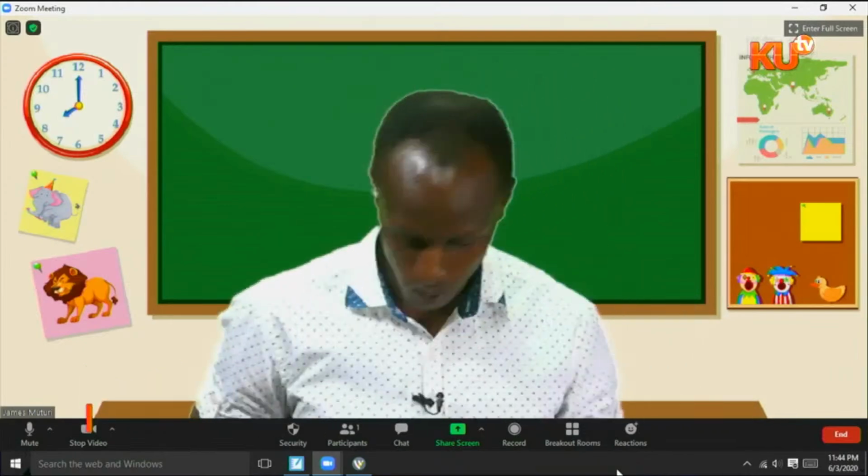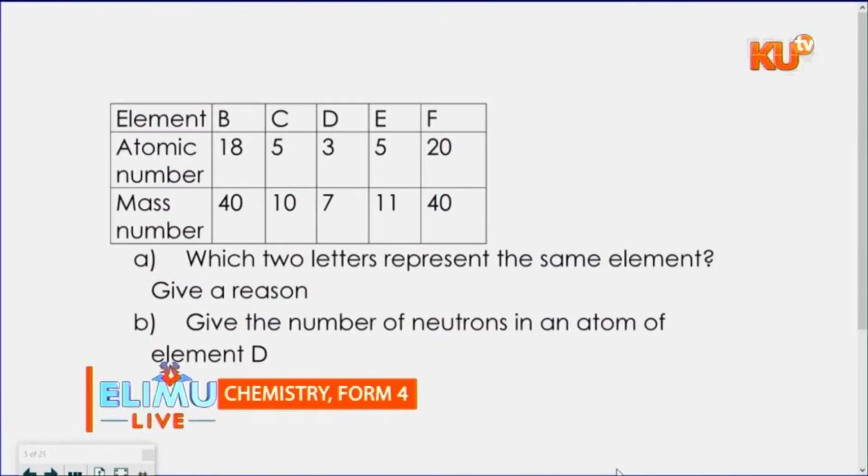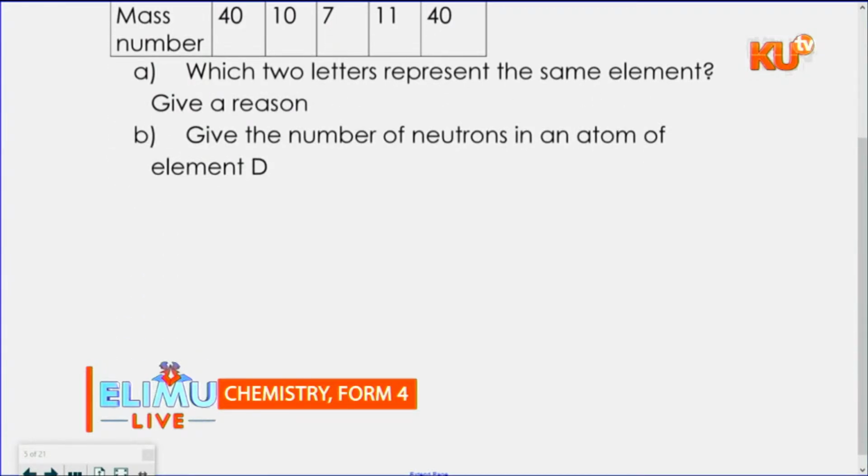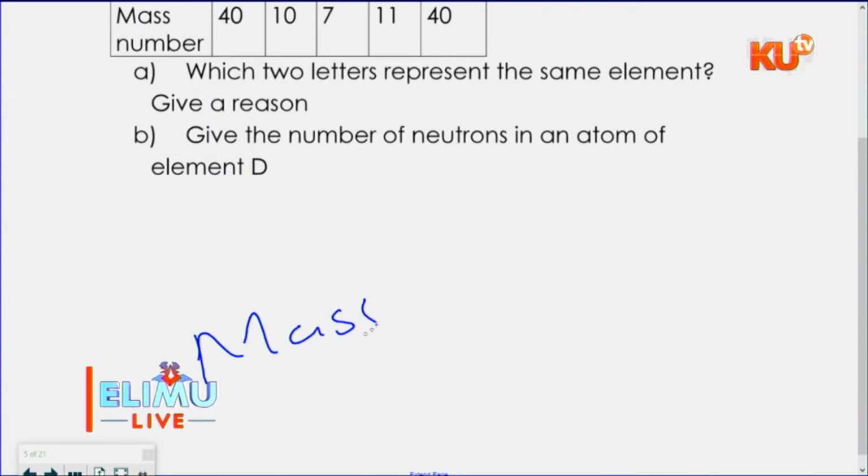Let me take you to question B. We also look at it. Question B, you're supposed to give the number of neutrons in an atom of element D. Back to mass number and atomic number. What did we say mass number is? Mass number equals neutrons plus protons. That's how you get mass number.